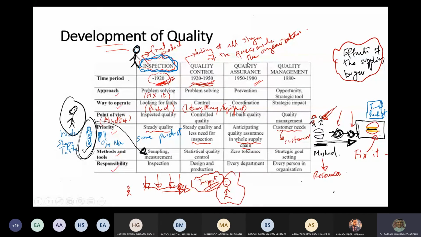Okay, so what about now quality assurance and quality management? Quality assurance and quality management are different in some way, but to explain quality assurance and quality management, I also need more time. So you can see, we have one slide.